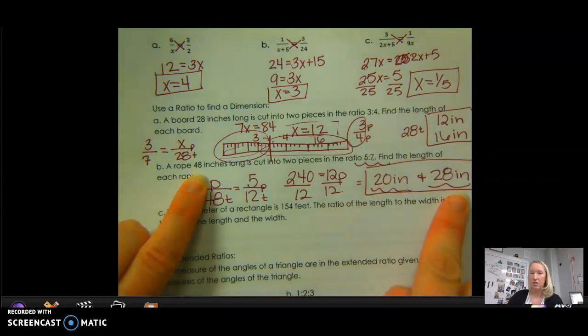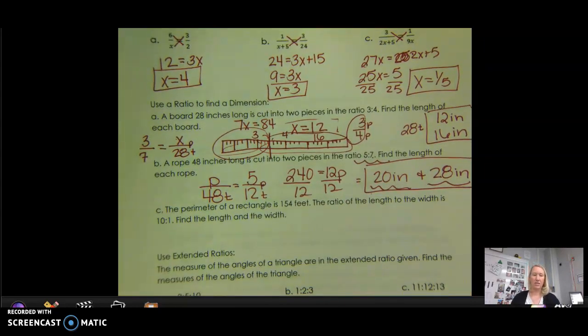And if this were a ratio, 20 to 28, if you reduce that ratio down, you're going to get 5 to 7. Okay? Go ahead and pause me, and I want you to try C on your own. Unpause me when you're done.